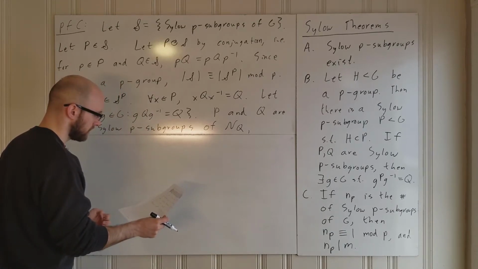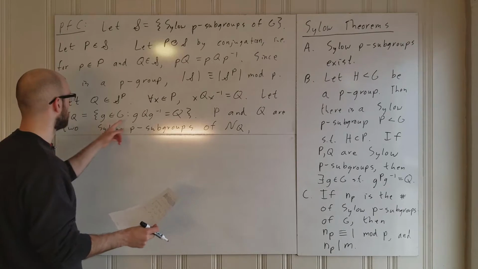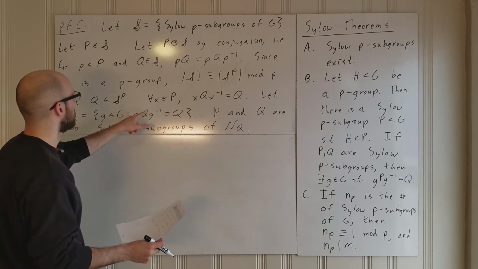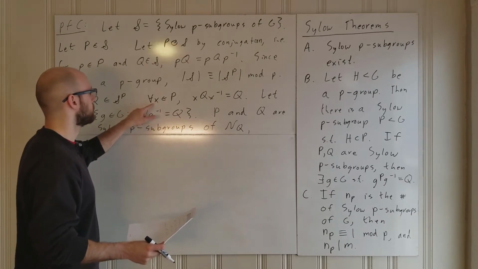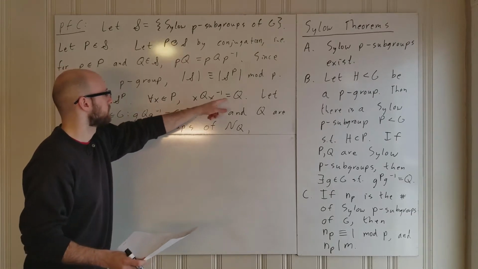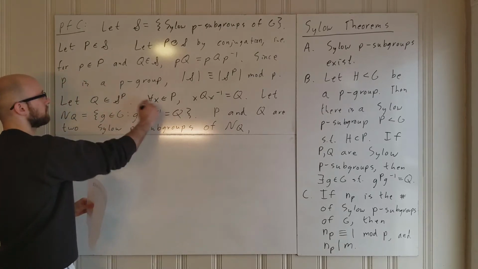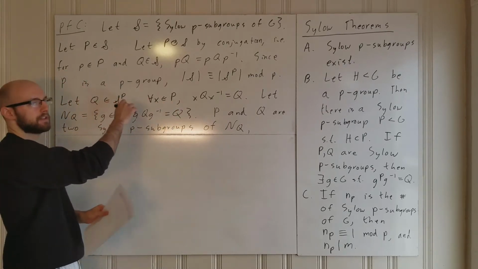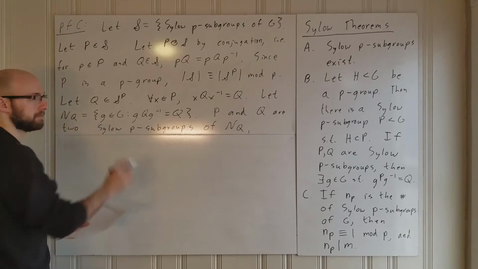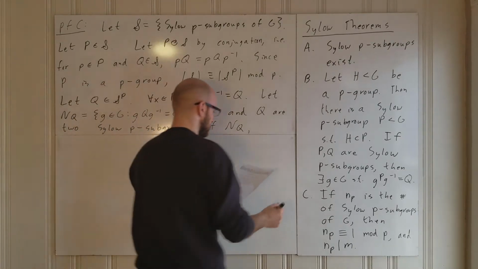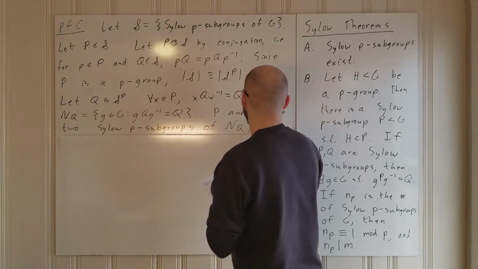And then the other thing, obviously, P is going to be in here because if you take anything in P, then you know that for all x in P, x Q x inverse equals Q. And so we know from the fact that Q is in S_P that Q is a subgroup of N_Q. Okay, and so then we have two Sylow subgroups of this.